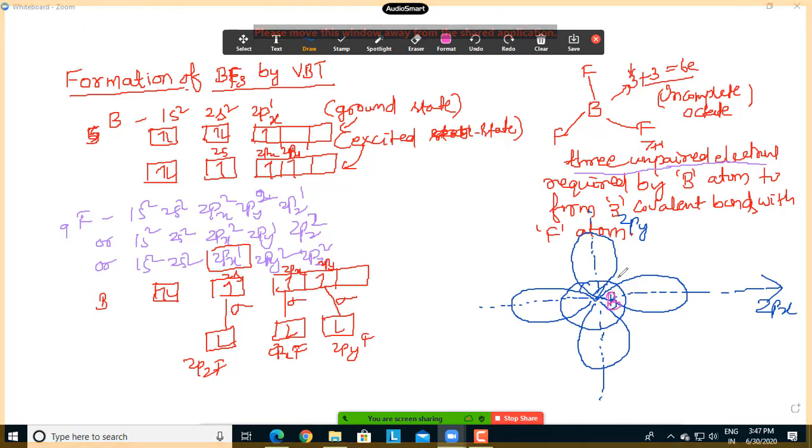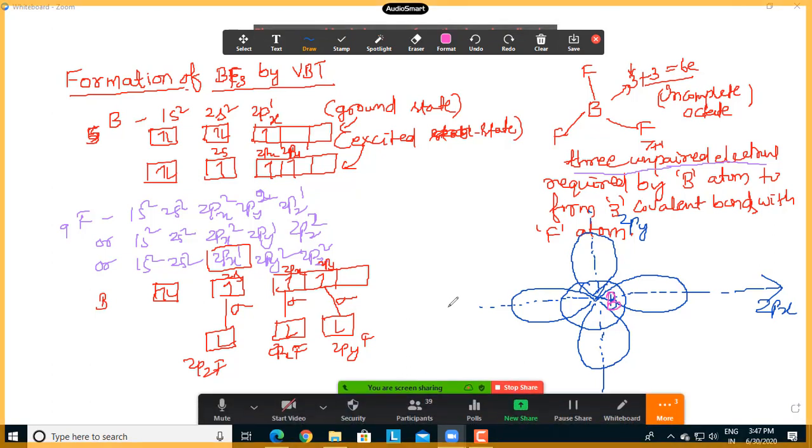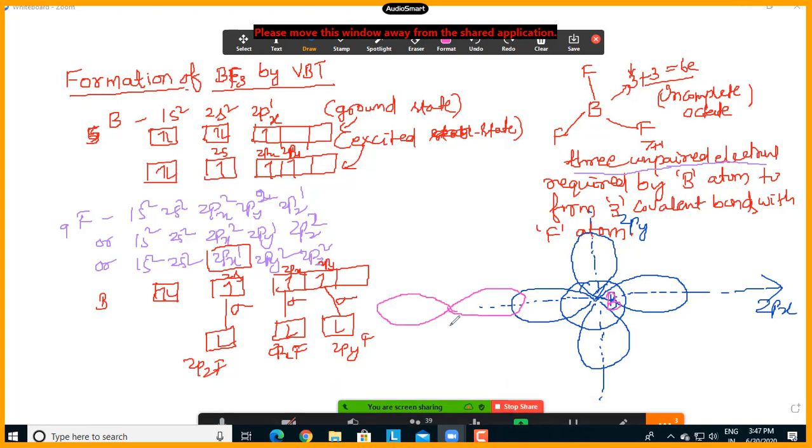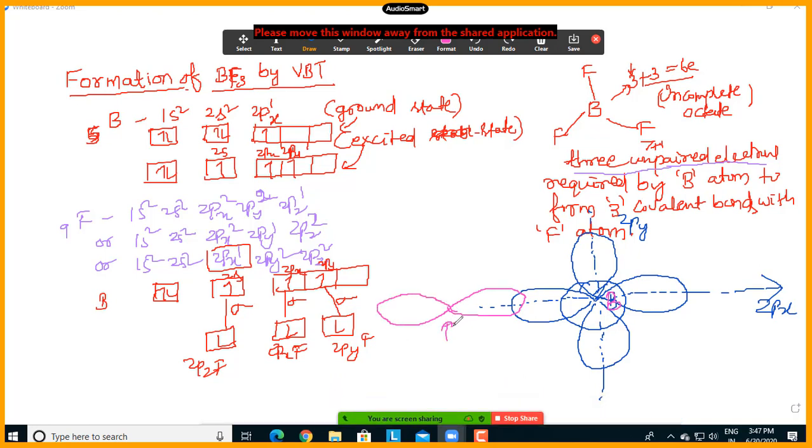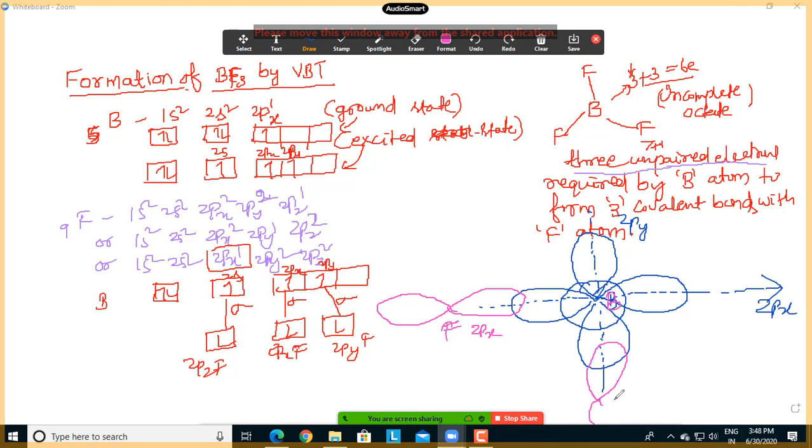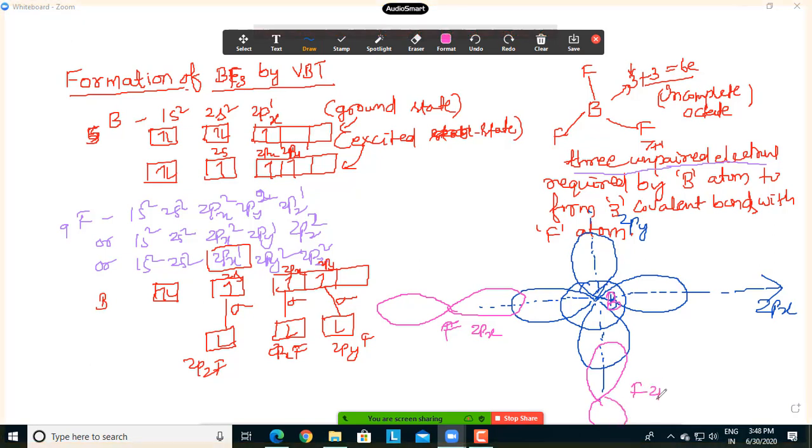Now 2px of boron overlap with 2px of fluorine. So fluorine will come from here. Now 2py of boron overlap with 2py of fluorine. This is fluorine 2py.